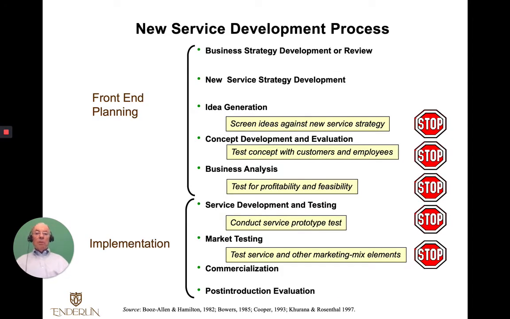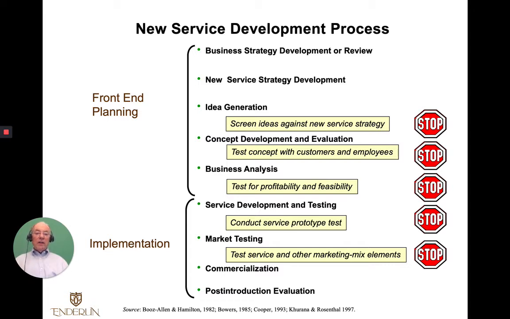So when we develop the service process, we have a front-end planning and an implementation. Now, these make good multiple choice type questions, right? So we start with a business strategy development or review. Then we create a new service strategy development. We generate an idea. Okay, we screen ideas. We bring things in. We brainstorm. We do whatever method we have to there. Then we have a concept that we develop and evaluate, and that leads to a business analysis. Okay, that's the front end side.